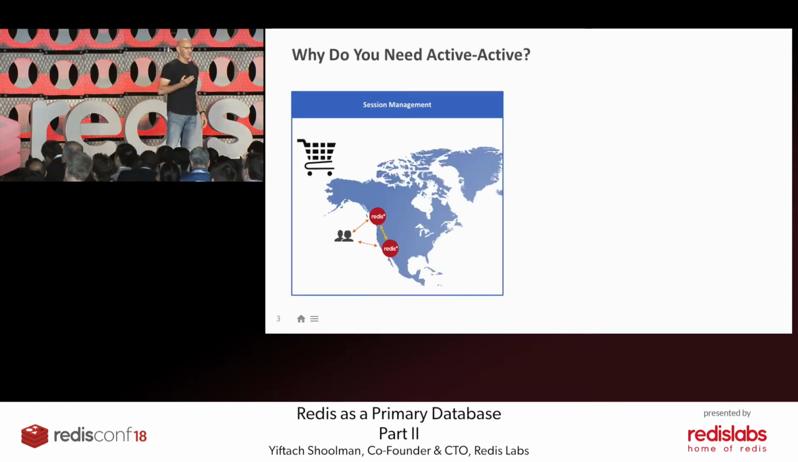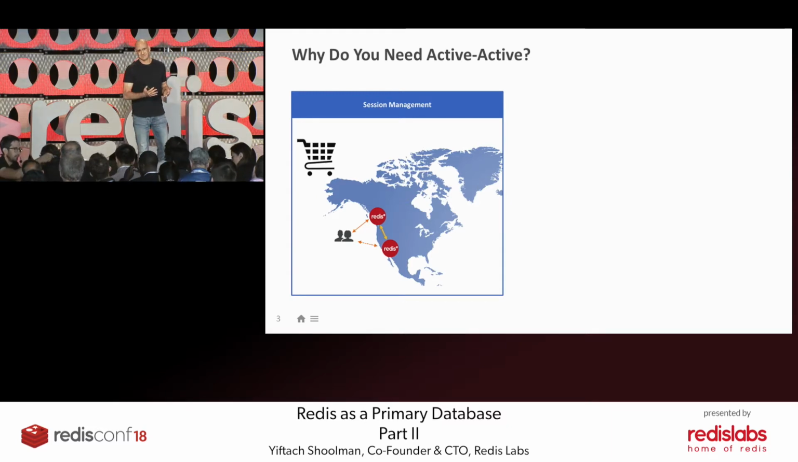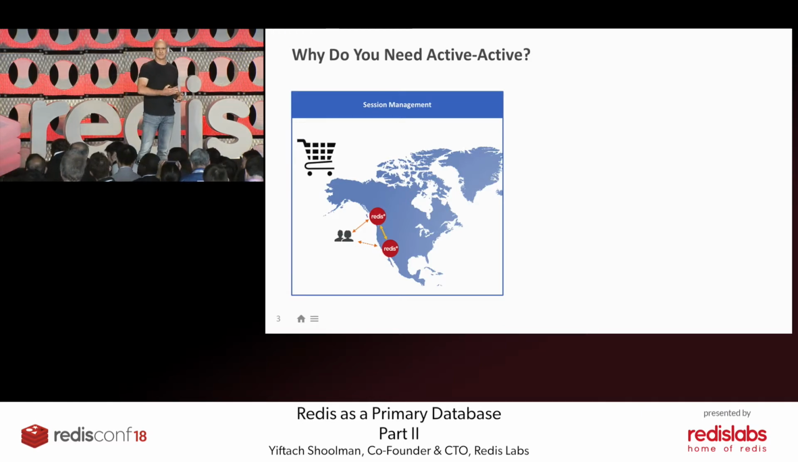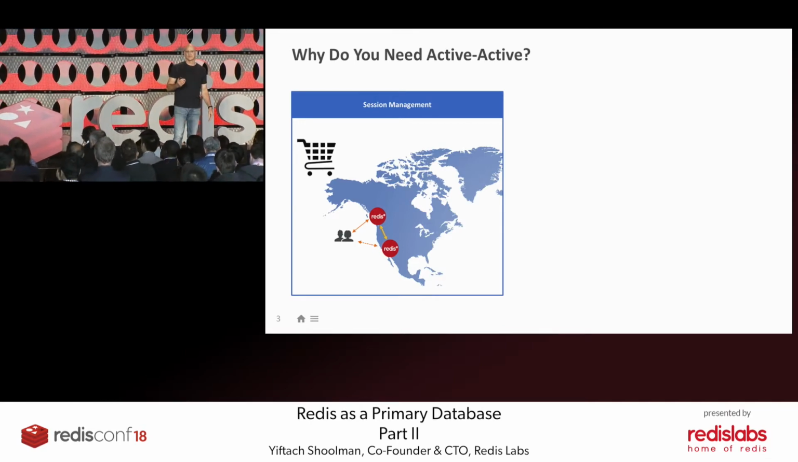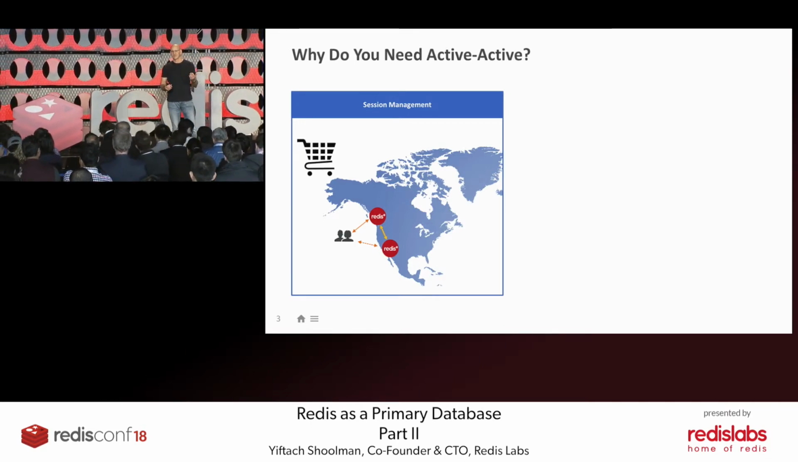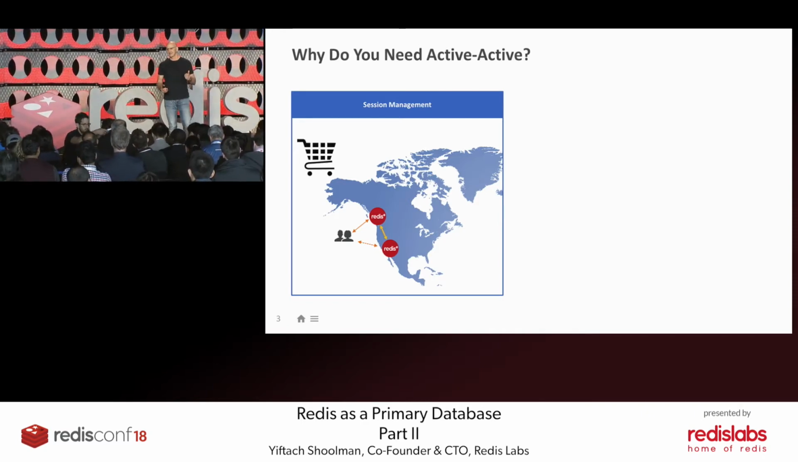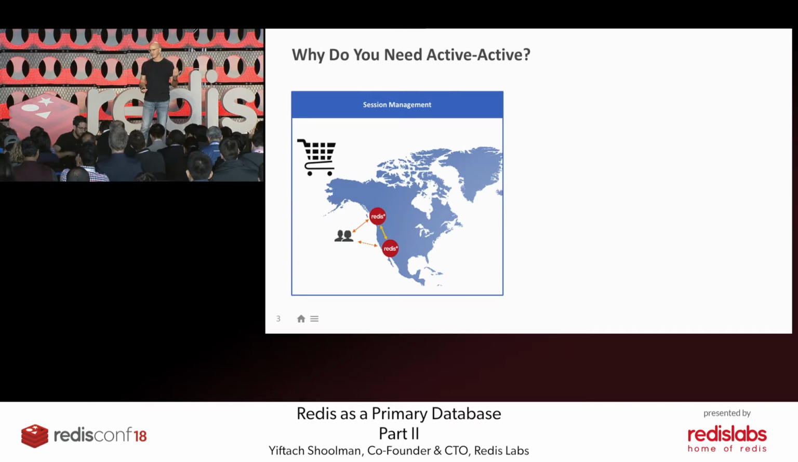So you may ask yourself, why do I need active-active? There are multiple use cases. One of them is probably the simple one. You have a session store, you put everything in Redis, and you deploy your application across multiple data centers. You want to make sure that when your users switch by the DNS from one data center to another, you still have the states, you still have the context.